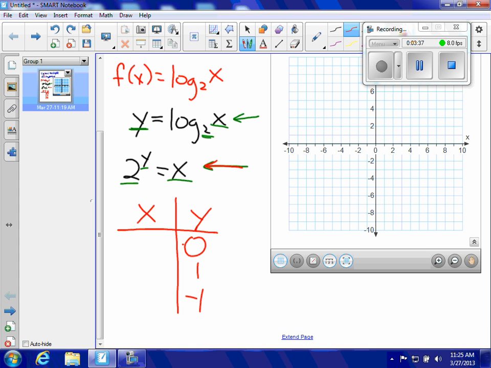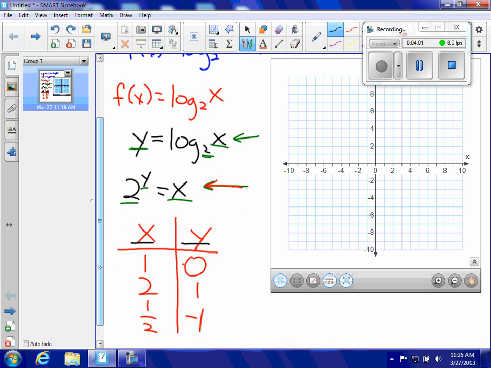So when y is 0, 2 to the 0, everything to the 0th power is 1. When y is 1, everything to the 1 power is itself. So x is 2. When y is -1, this will be my reciprocal. It'll be 1/2. And because I made this nice little chart, I now have some coordinate points, x, y points, that I can plot for my logarithmic graph. I have x equals 1, y equals 0. I have x equals 2, y equals 1. And I have x equals 1/2, y equals -1.